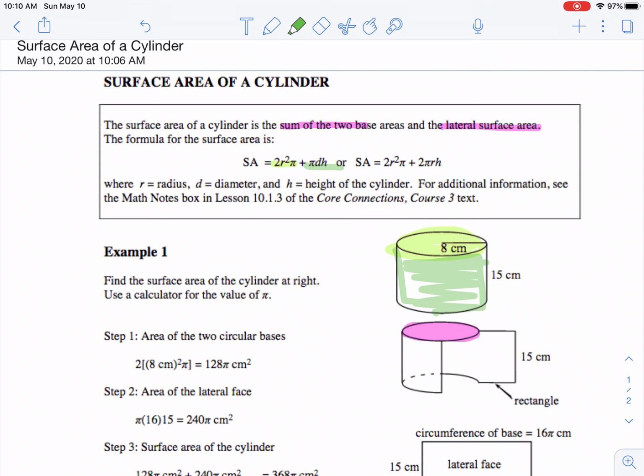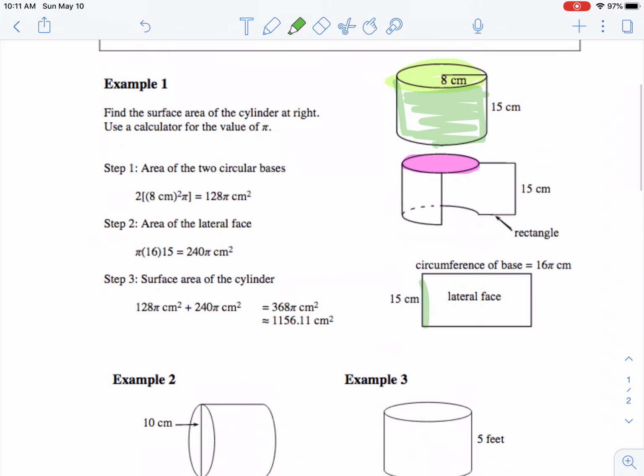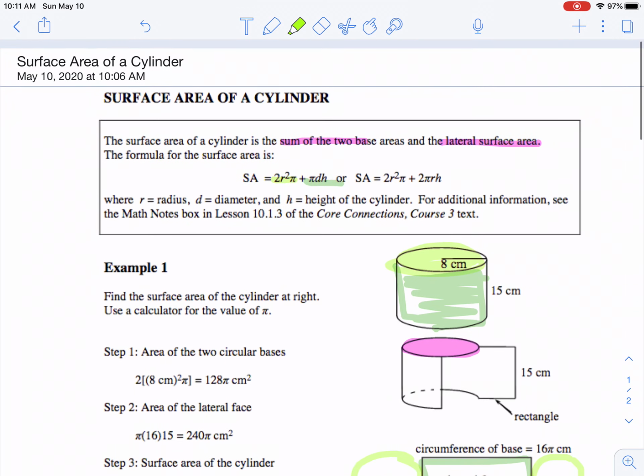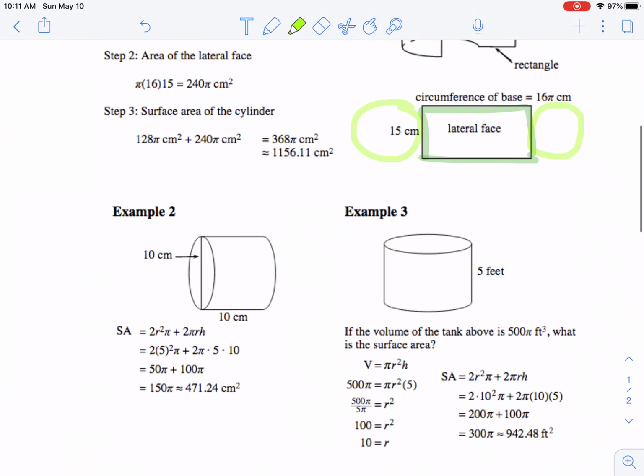of our cylinder. So when we open up a cylinder and we take it apart, it looks like this as its flat piece, but then we have a circle here and a circle here, okay? Because it's made up of two circles and a rectangle. You're probably going to need to copy this formula down so that you can use it when we get to our practice problems. So again, it's 2 times the radius squared times pi plus pi times the diameter times the height. So let's look at a couple problems.